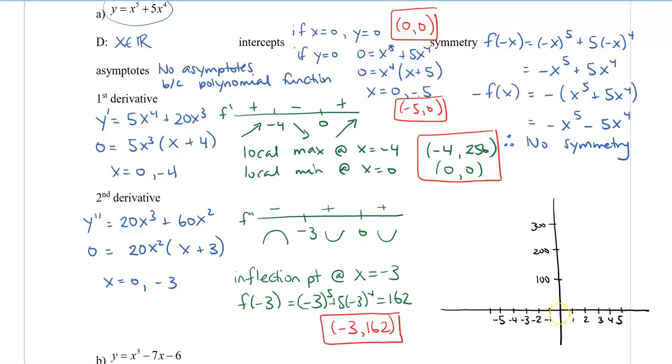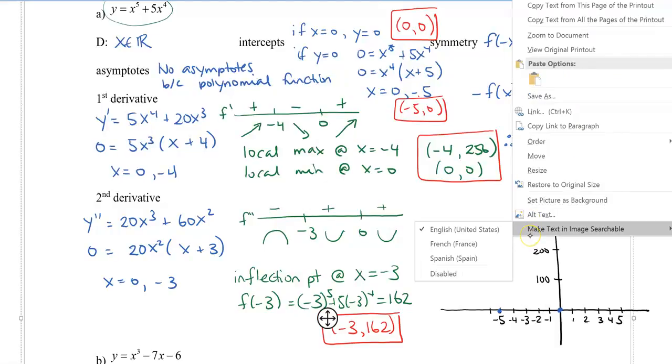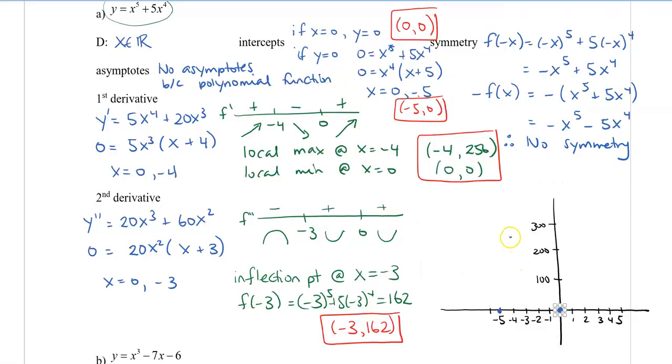All right, so let's plot our points that we know. We have 0, 0, and we have negative 5, 0, which are our intercepts. We have a maximum at negative 4 and then 256. And we have our minimum at 0, or a local minimum, so we know that's our lowest point. And then we also have an inflection point at negative 3 and 162, which I will say it was about here. Okay, so we know that up to negative 4 it increases, and then from negative 4 to 0 it decreases, and then after 0 it increases back.